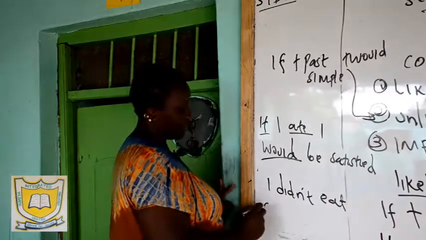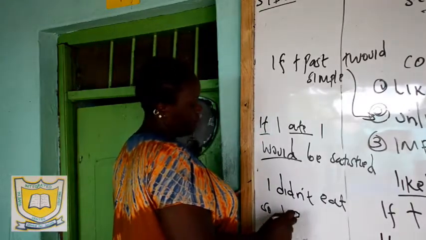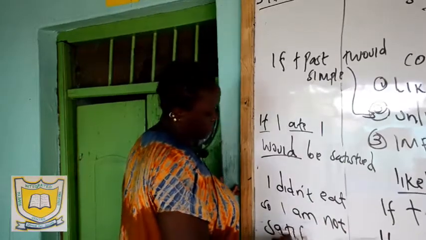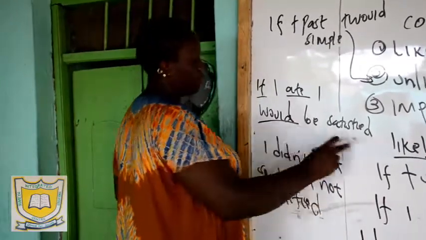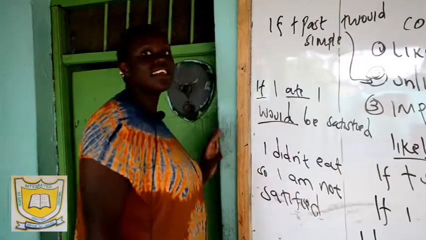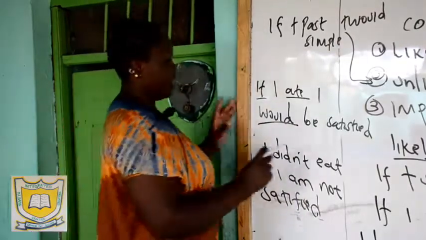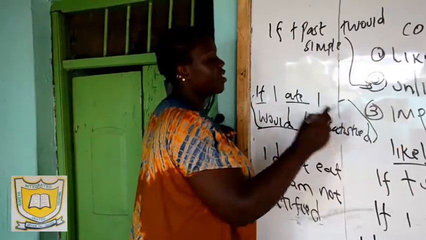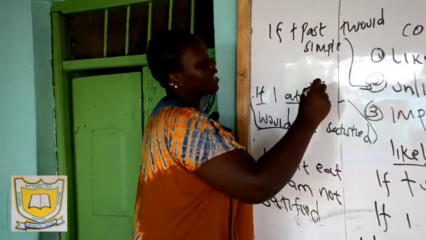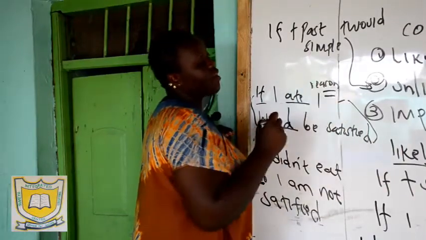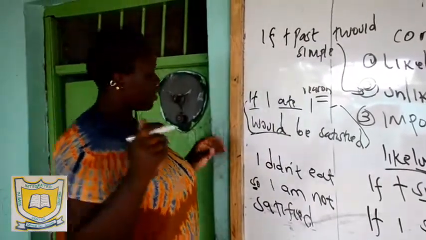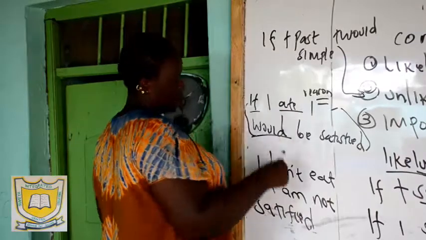I didn't eat, so I am not satisfied. Or you can say I'm not satisfied because I didn't eat. So I said so. What does that mean? I'm replacing them with what? Conjunctions of reason. And when we come to conjunctions of reason, because, so, as, so you can say I'm not satisfied.